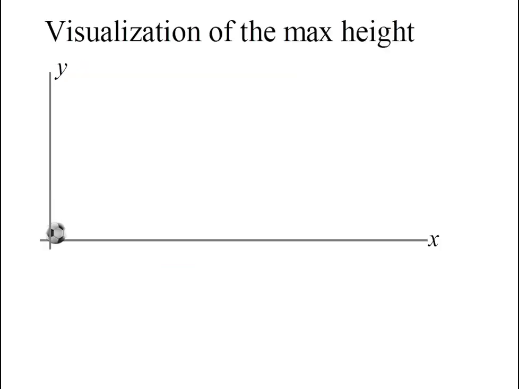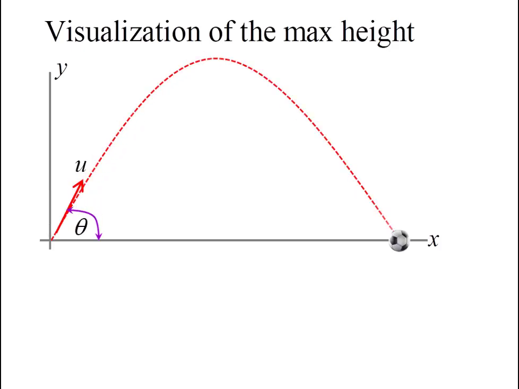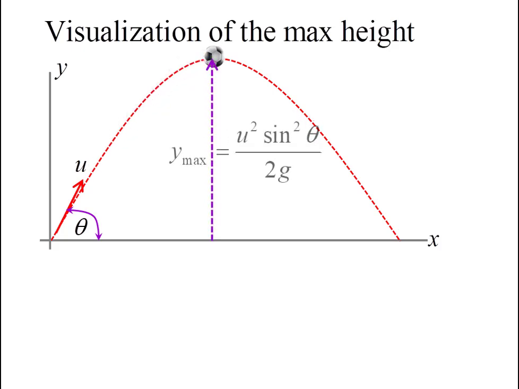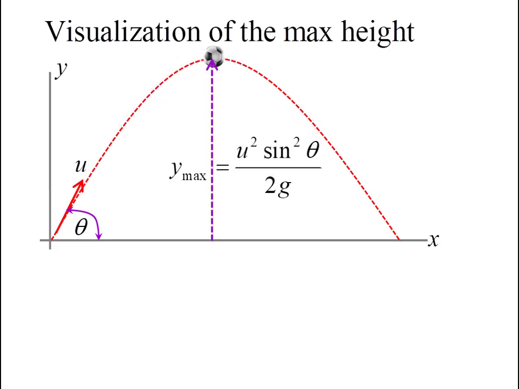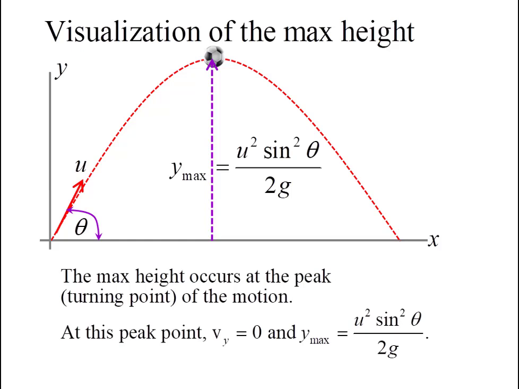So here is some visualization of the maximum height. This is our projectile. And whenever the projectile is here, that is what we call the maximum height. That height is given to be u squared sine squared theta divided by 2g. The maximum height occurs at the peak, that is at the turning point of the motion. At this peak point, vy is equal to 0 and y max is equal to u squared sine squared theta divided by 2g, which is the general formula for y max.